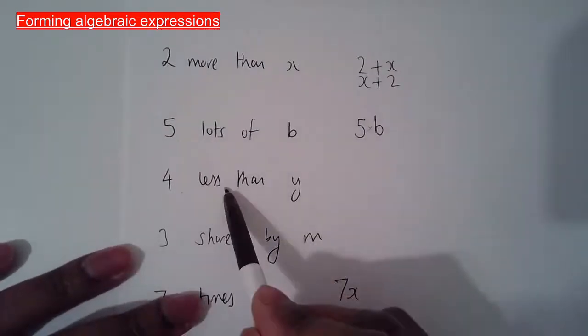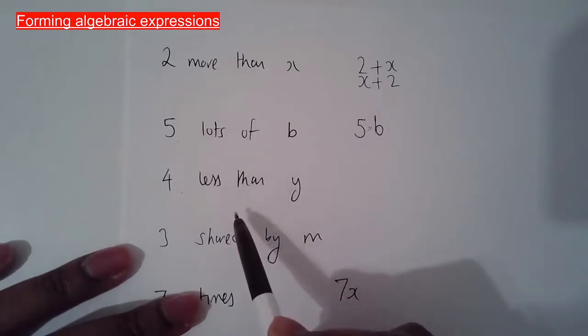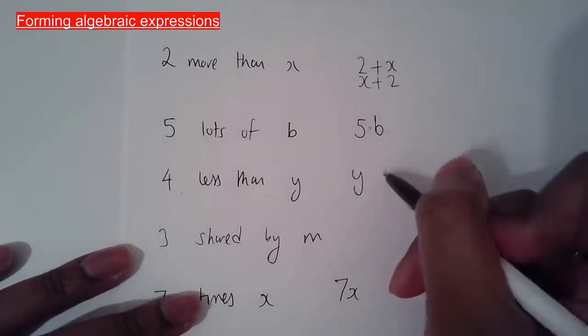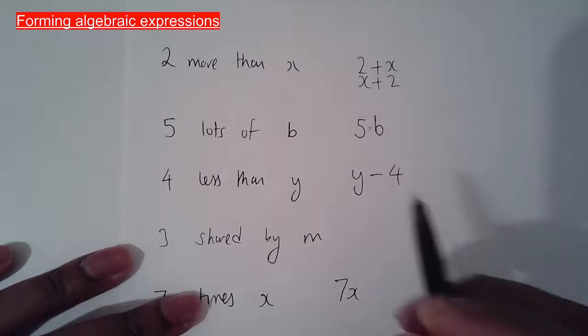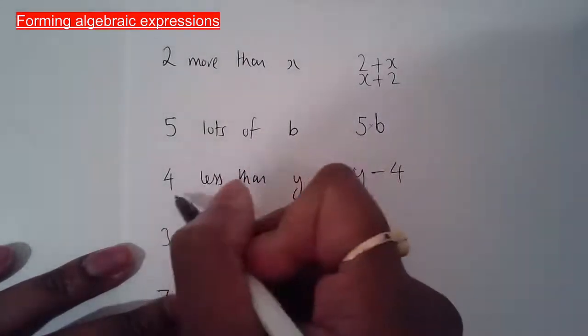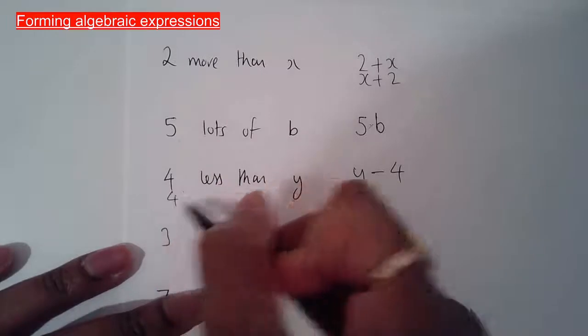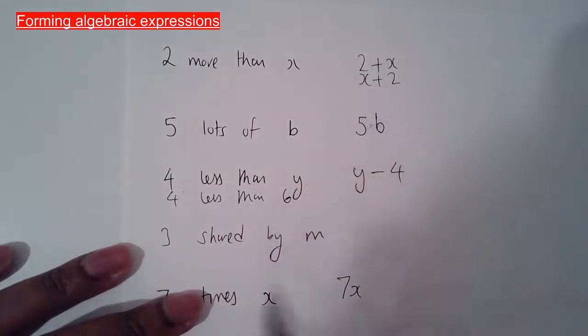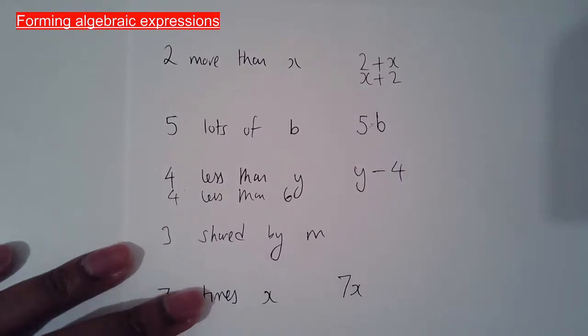Right, 4 less than y. So what you do, you take the y and it's 4 less. Y take away 4. Okay, just be careful, you don't do 4 take away y. If you had that in a different way, so let's say if I said 4 less than 6, that's actually 6 take away 4.